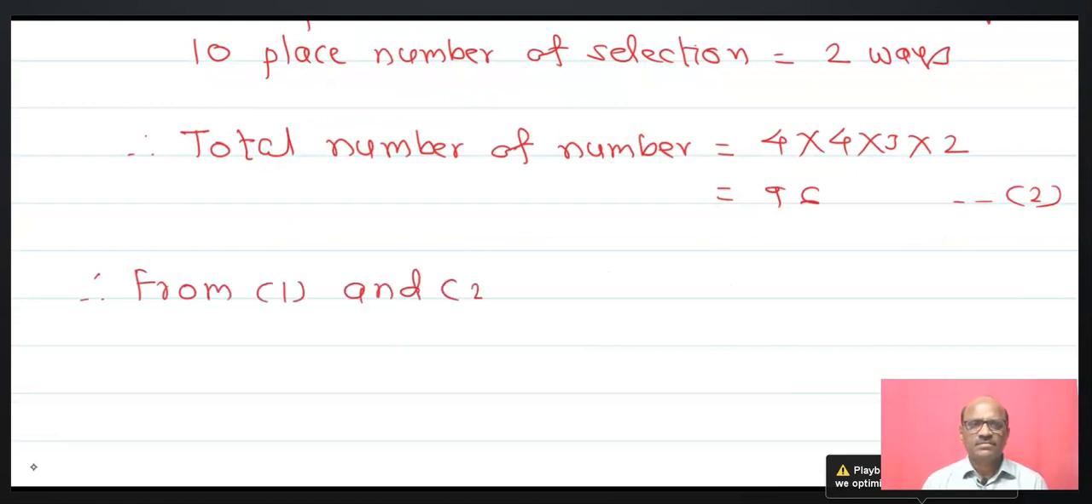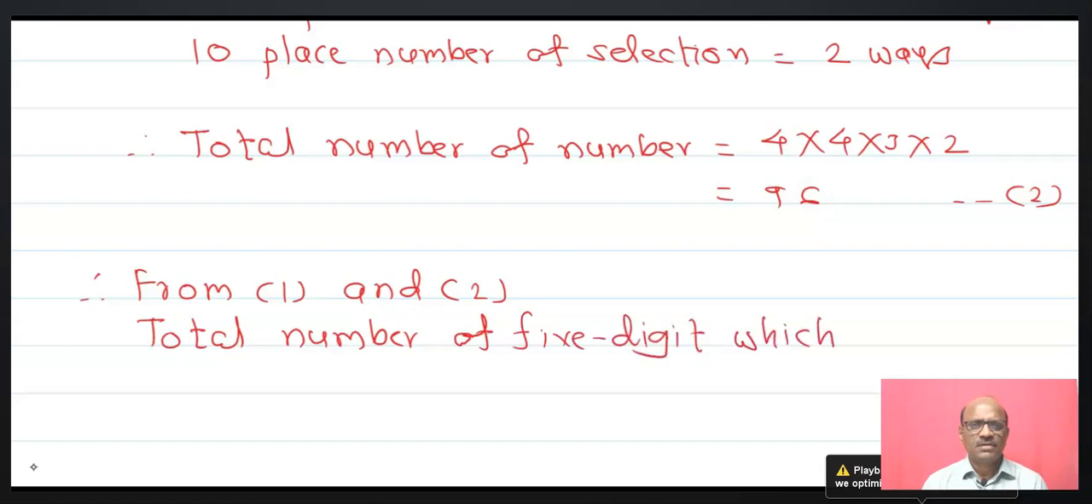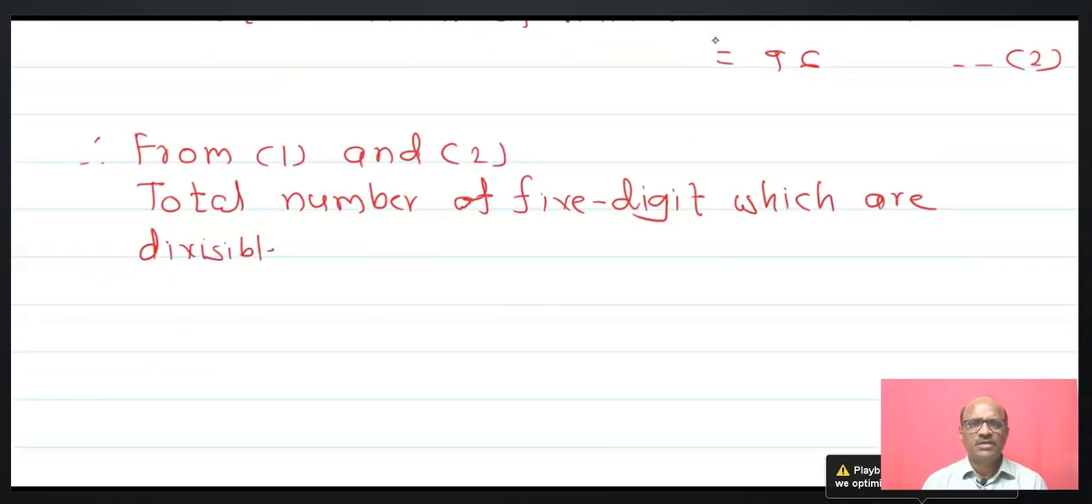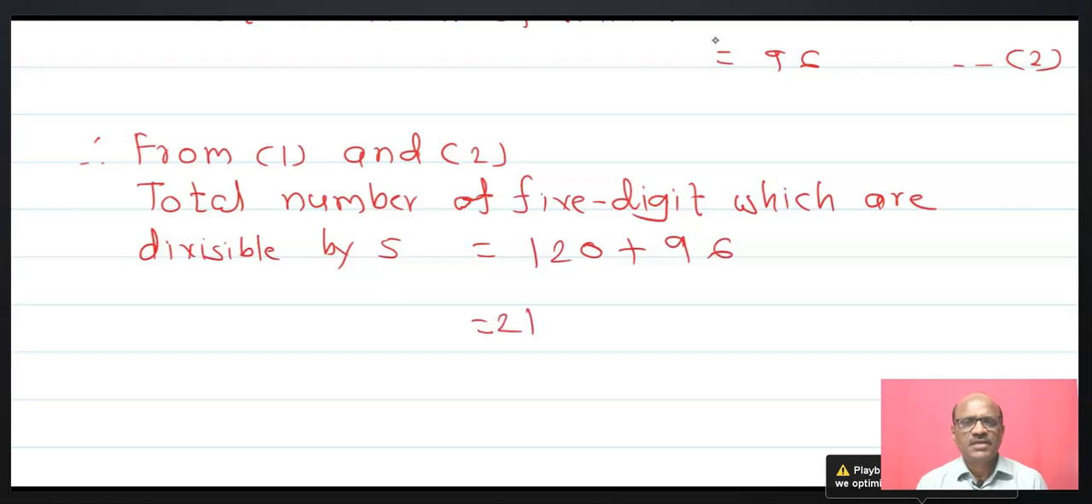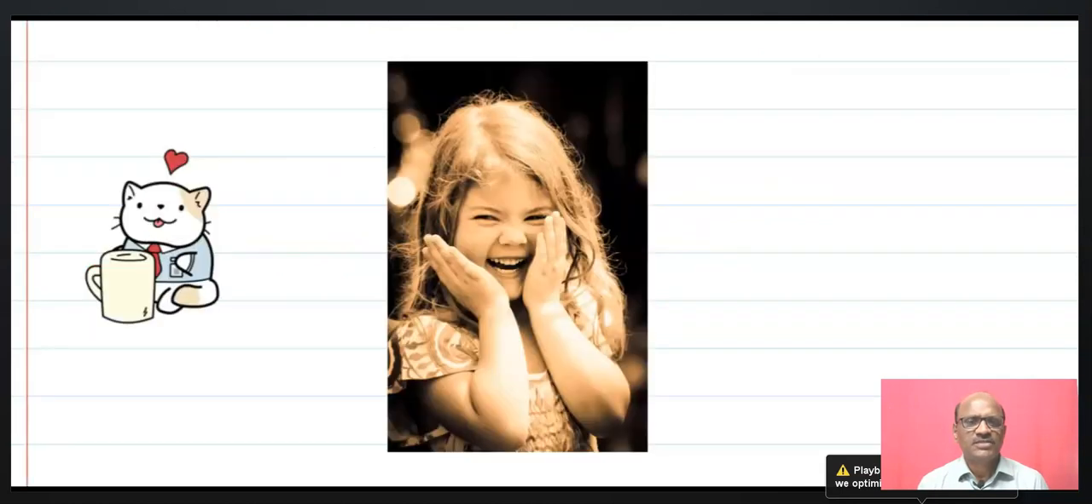Therefore, from cases 1 and 2, the total number of five digit numbers which are divisible by 5 are 120 plus 96, and that is equals to 216. And in this way we have completed this exercise.